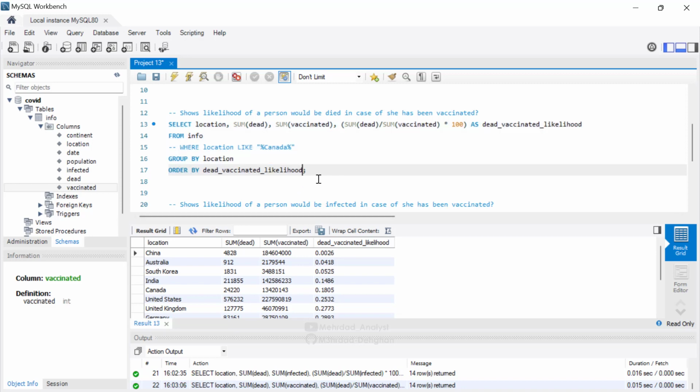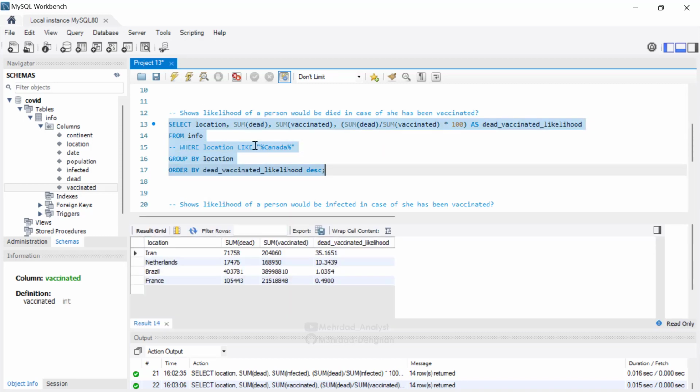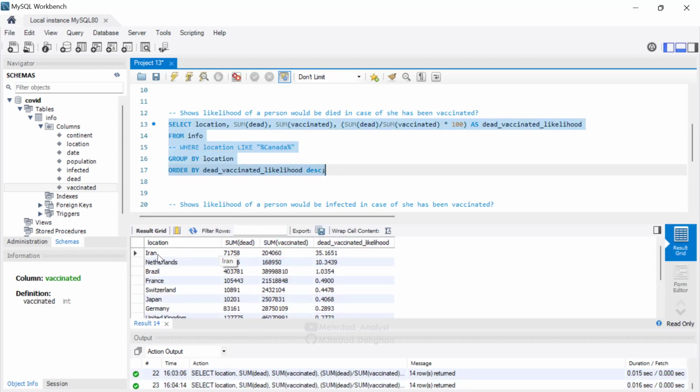But what about the worst condition? The worst condition was Iran. In Iran, this number of people were vaccinated, but 71,000 people died. And there is a big difference between Iran and Netherlands with other countries. However, the differences between Iran and Netherlands were so high.